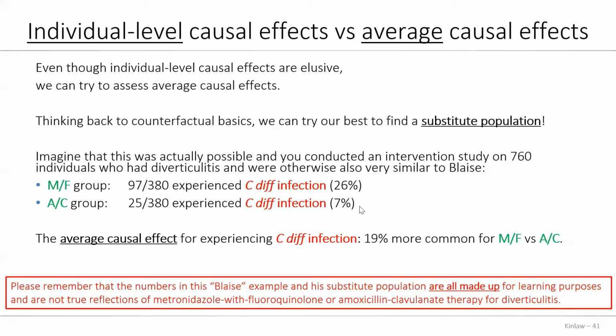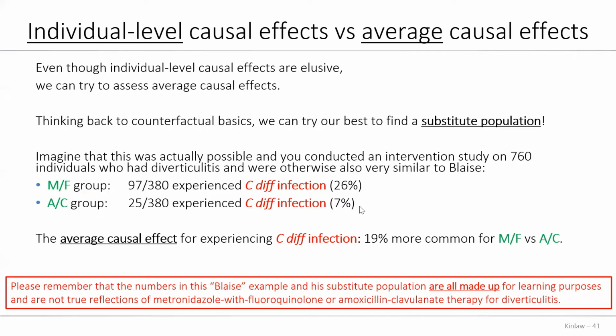How do we assess an average causal effect with a substitute population? Let's find people to stand in for Blaise, small French men in the 1600s with disproportionately large noses. You did a great job and have now identified 760 people that met that description. You run an intervention study on them based on the blue circle probabilities for each treatment, 50% for ciproflagyl, 75% for amoxiclav. The average causal effect is represented by subtracting 7% from 26% and shows that the risk of C. diff infection was 19% worse in patients just like Blaise who got ciproflagyl instead of amoxiclav.